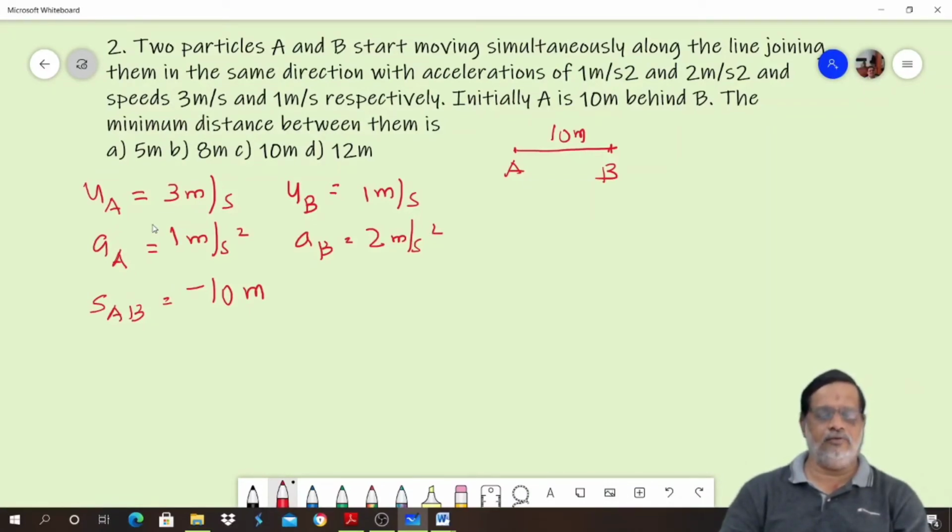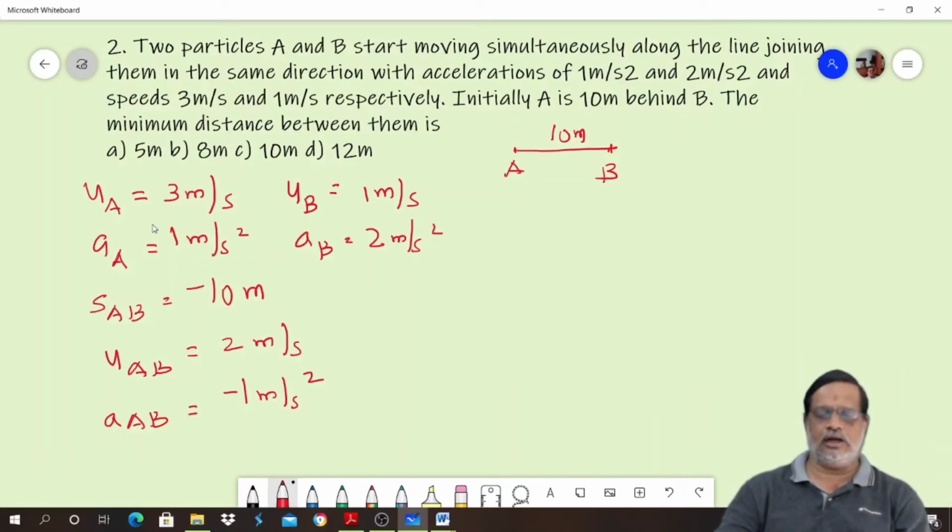So from the given data we can write some important things. We will use the concept of relative velocity here. At the beginning I told you that these problems are based on the concept of relative motion. So UAB will be UA minus UB, which is 3 minus 1, 2 meter per second. And acceleration of A with respect to B will be AA minus AB, which is minus 1 meter per second square. And displacement of A with respect to B is already given as minus 10, because A is 10 meter behind B.